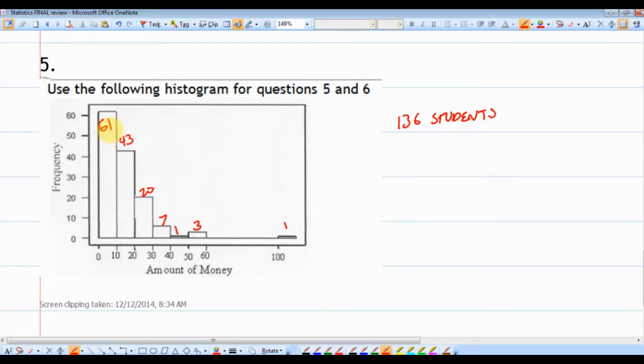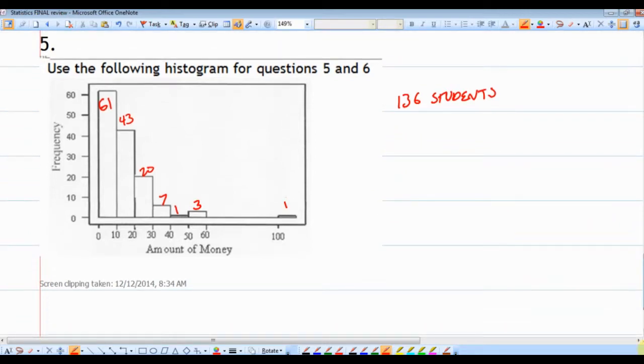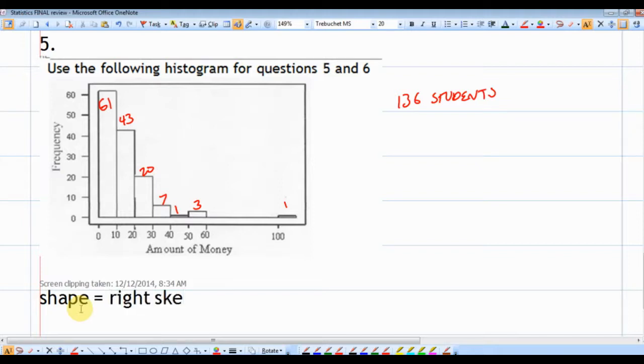Okay, so the question here is, the histogram is of the data collected. Describe the distribution shape and approximate median. Okay, shape. This is definitely right skewed. This is all for question 5, right? Shape is right skewed. What about the median?